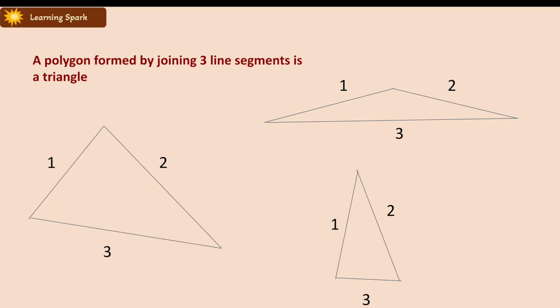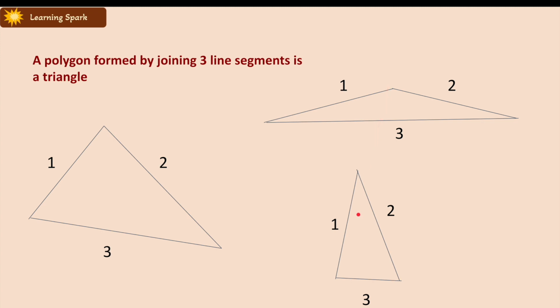Okay, so let's start with understanding what a triangle is. A triangle is a polygon formed by joining three line segments. So here you can see this is a line segment, this is a line segment, and this is a line segment, right? Three line segments joining each other and forming a triangle. This figure is called a triangle. Here also three line segments form a triangle, okay?